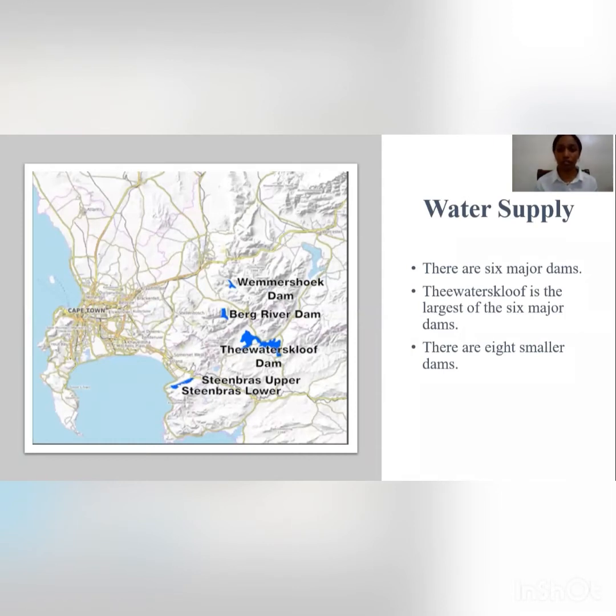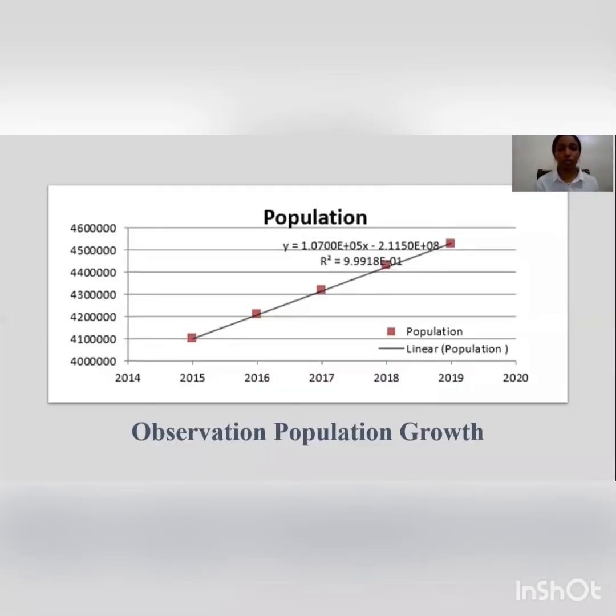And its water supply, as I said, depends on the surface water, so it is mostly dependent on dams. There are 6 major dams in Cape Town that supply more than 99%, and the other 8 dams are minor. And the biggest of these dams is the Waterskloof in South Africa. It supplies more than 41% specifically of the water in the state to the city. So my friend will be continuing with the population calculations.